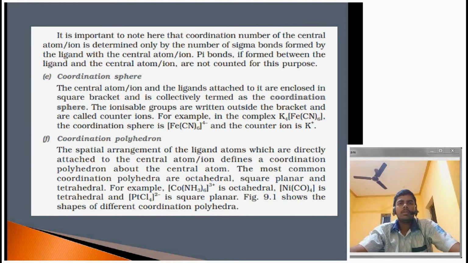Coordination polyhedron. The spatial arrangement of the ligand atoms which are directly attached to the central atom or ion defines a coordination polyhedron about the central atom. The most common coordination polyhedra are octahedral, tetrahedral and square planar. [Co(NH3)6]3+ is octahedral, Ni(CO)4 is tetrahedral and [PtCl4]2- is square planar.